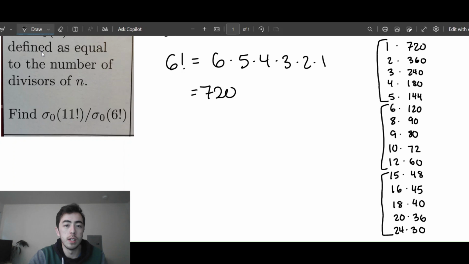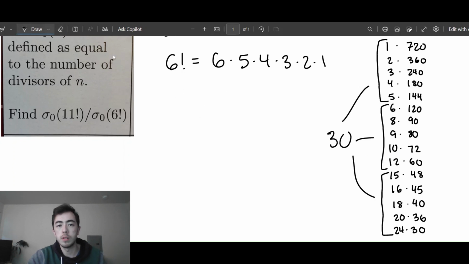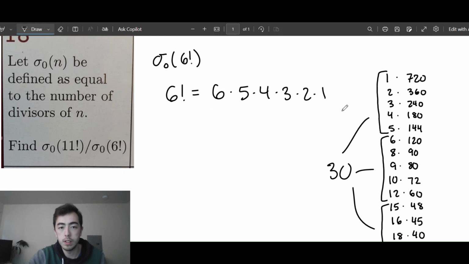But I don't really want to do this for 11 factorial. That's going to be a lot bigger. And I really don't want to write them all out like that. So I want to make a strategy for finding out this 30 without needing to write out all the factors. And I think what we can do is pick apart this number and learn about its prime factorization. And then there's a strategy in there that helps you count the number of factors of a number.